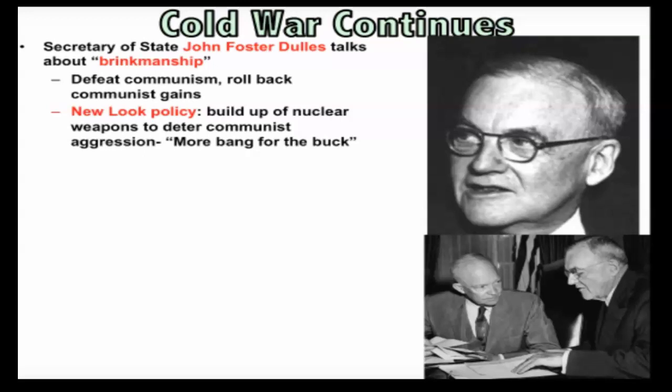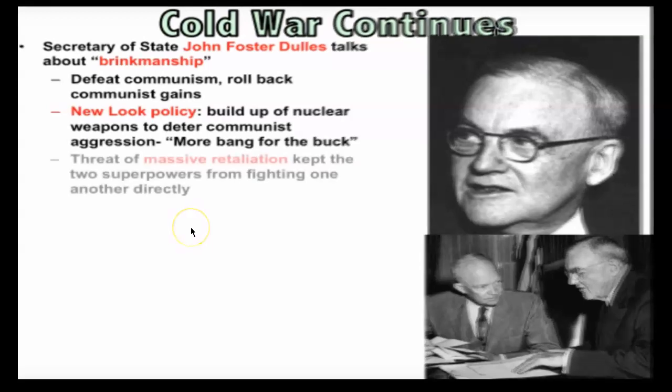Eisenhower had what was called the New Look policy. We were going to build up our nuclear weapons as much as we possibly can, pushing the communists right to the brink of war, but not crossing the line. So we're going to deter communist aggression that way. The idea with Eisenhower is that by building up our nuclear forces, we get more bang for our buck. In other words, they're more worth it than conventional forces.